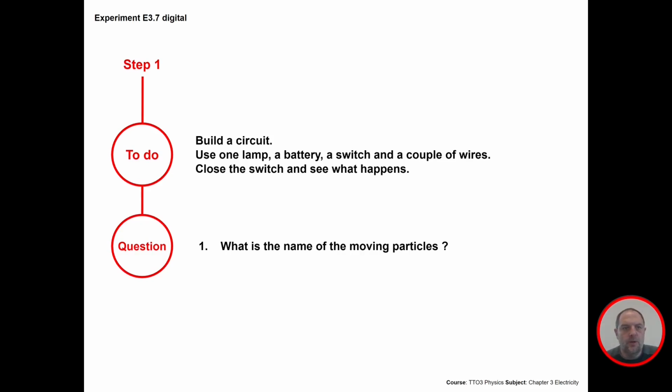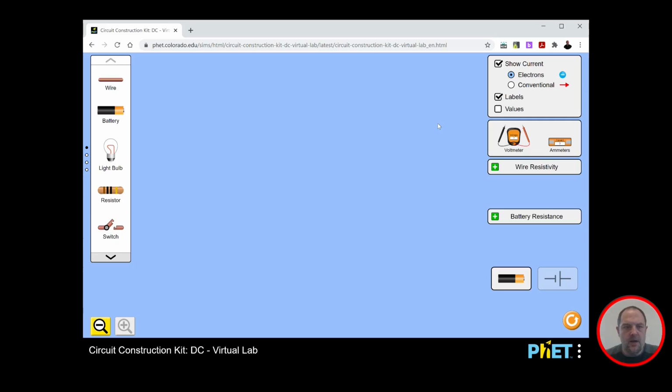Okay, let's start with the experiment and the first step. We need to build a circuit, use one lamp, a battery, a switch and a couple of wires. Close the switch and see what happens. And then there is a question formulated: what is the name of the moving particles? So let's start with the circuit.